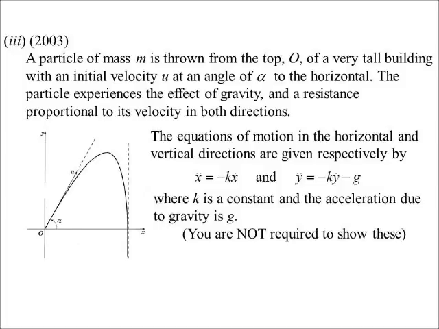So they've given you the formula. Instead of x double dot being 0, we're saying there would be resistance in the opposite direction, so it's minus a constant times its velocity. And the same with the vertical. Instead of just being gravity, there's also going to be resistance in the opposite direction, so we've got k times y dot.